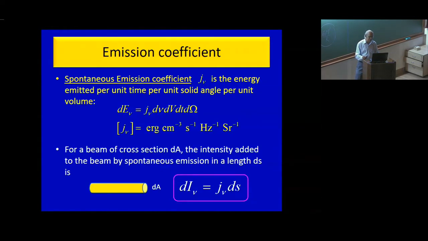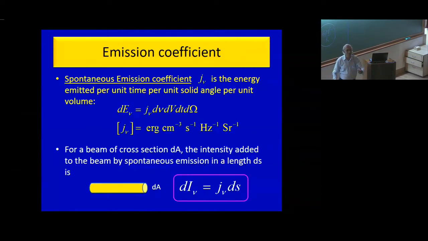Now, if you have a beam of cross-section dA, as shown in that cylinder at the bottom of the slide, then the specific intensity added to the beam over a length ds is given by dI nu is equal to J nu into ds. So that is the relation between the specific intensity and the emission coefficient. You will appreciate that the energy crossing a unit surface, which is defined in terms of specific intensity, depends upon what is emitted and what is absorbed. So I am introducing the concept of emission coefficient here.